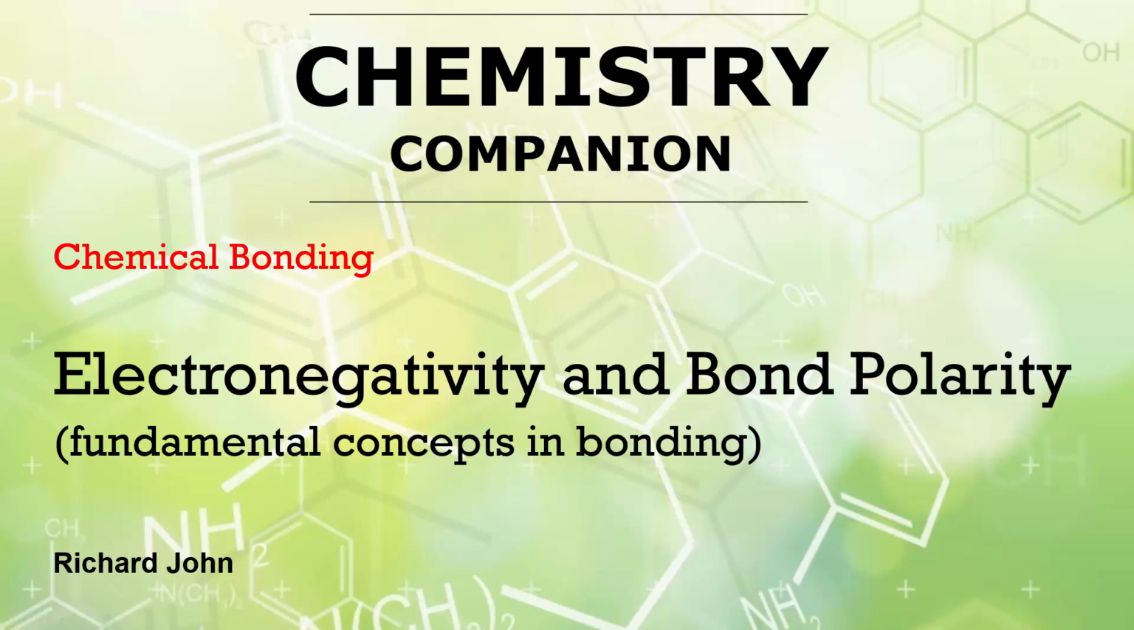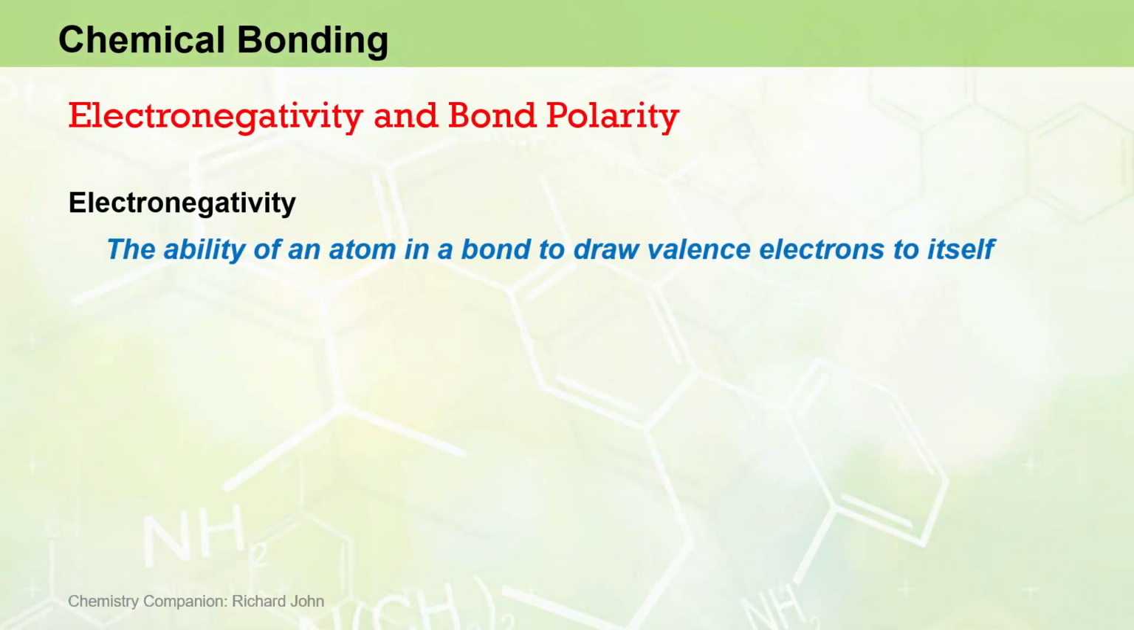The last of the fundamental bonding concepts that we will look at for now is electronegativity and the impact it has on electron distribution and bond polarity within molecules. Electronegativity refers to the ability of an atom in a bond to draw valence electrons to itself.